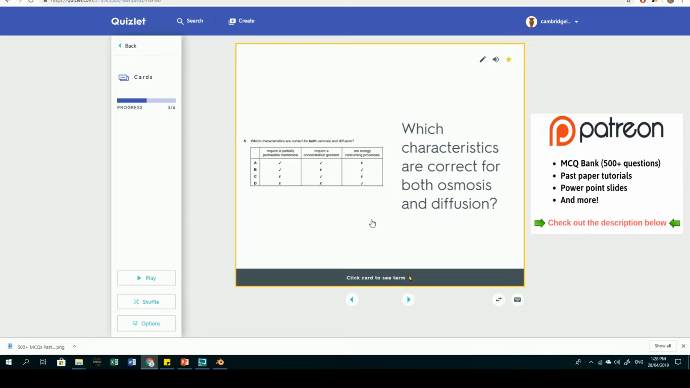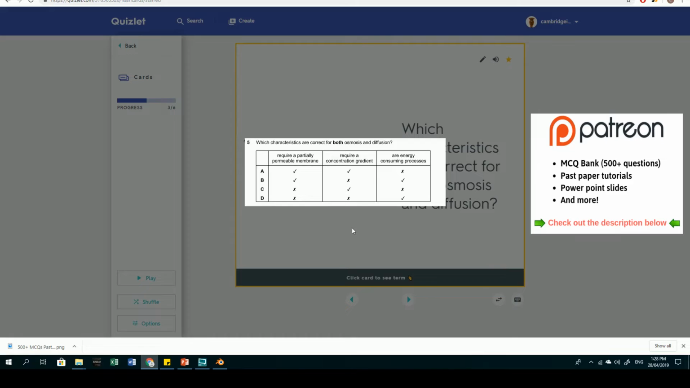And so for both processes, you do need a concentration gradient, whether it's a water potential gradient or what we typically call a concentration gradient, and they are both passive processes by which energy isn't required to move the particles. It's a completely natural process, unlike active transport. Only osmosis requires a partially permeable membrane and diffusion does not. So the answer in this question would be C.